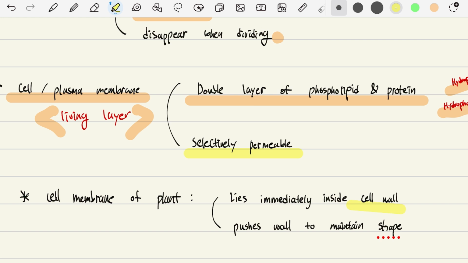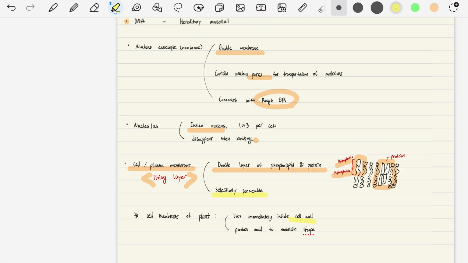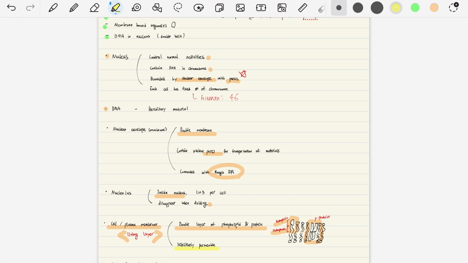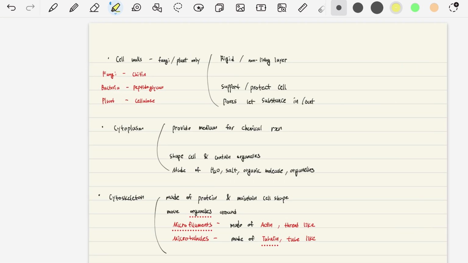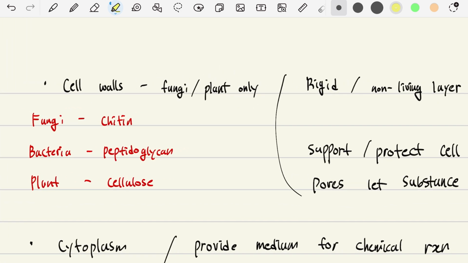And the second part is that the cell membrane of plants pushes the wall outside to maintain the shape. If they don't push it outside, then the cell wall will crush them. So that's the important function of the cell membrane inside plant cells. The next one will be the cell wall that I talked about a few seconds ago.